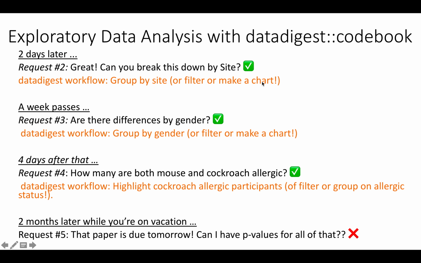So yeah, we can break it down by site. We can see if there are gender differences. We can look at both cockroach and mouse allergy. We haven't added p-values in yet. It is something we're considering adding in as some kind of statistical inference built into the tool. But right now, that's still on you, the analyst.